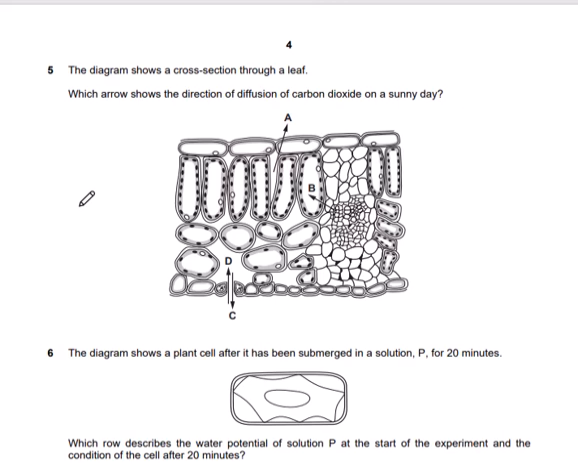The diagram shows a cross-section through a leaf. Which arrow shows the direction of diffusion of carbon dioxide on a sunny day? On a sunny day means that photosynthesis is more than respiration, right? So the movement of carbon dioxide into the cell through stomata is by diffusion.